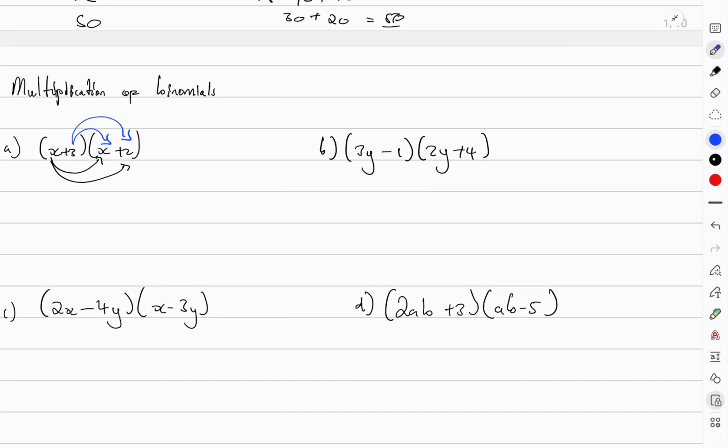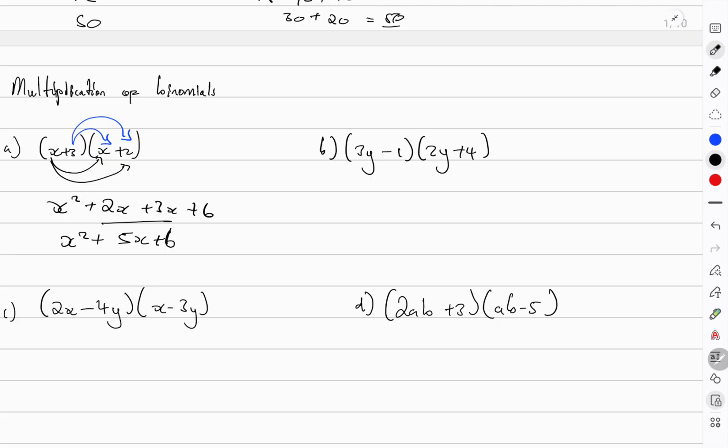Therefore, the x will multiply the x, which is going to give us x squared, plus the x will multiply the 2, giving us 2x, the 3 will multiply the x, giving us 3x, the 3 will multiply the 2, giving us positive 6. These two are like terms, therefore I can add them together. I'm going to have x squared plus 3x plus 2x is going to become 5x plus 6. That becomes my answer.